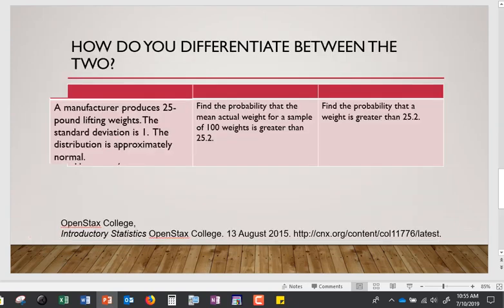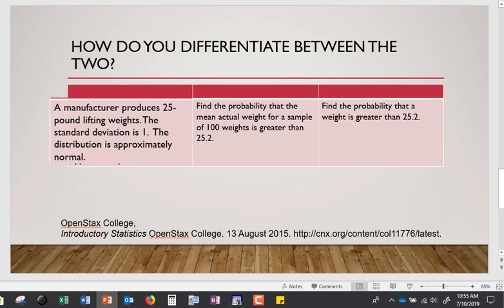How do you differentiate between these two problems? You have to slow down and read. That's what I tell my classes all the time. Slow down and read. We have become masters at skimming in statistics. You have to slow down and read carefully.